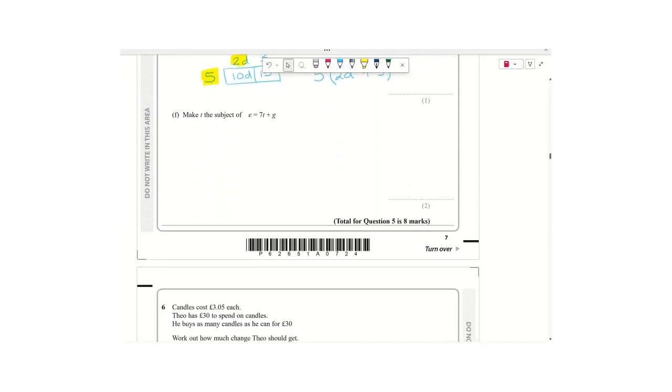Now part F is particularly tricky. This is definitely a grade 5 question, where it says make T the subject. Making T the subject means rearranging so that we get T equals. That's what we want to end up with.